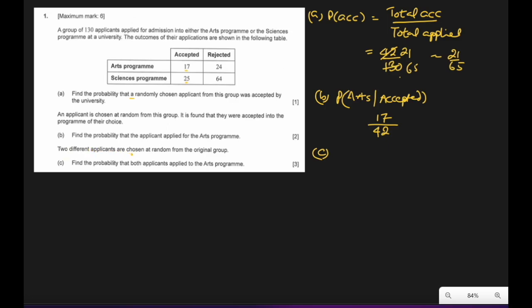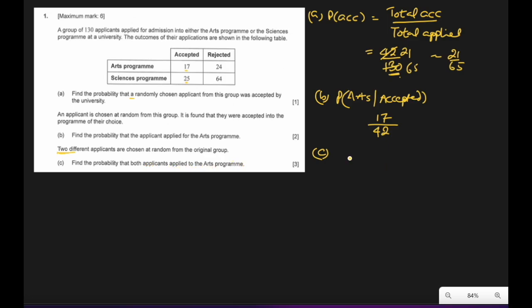Two different applicants are chosen now. There are two now, at random from the original group. Original group means the total number of the group, which was 130. Find the probability that both applicants applied to the arts program.